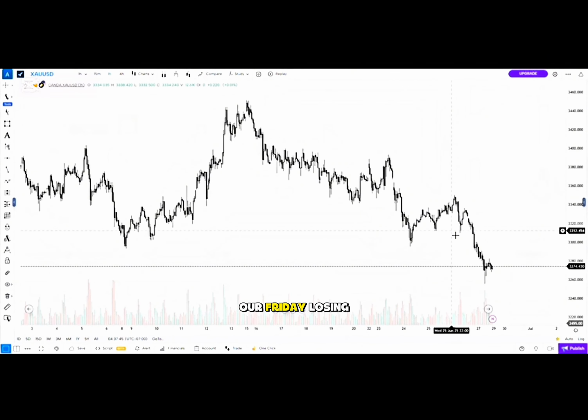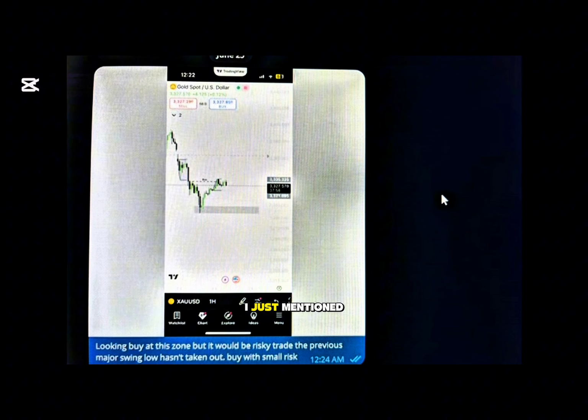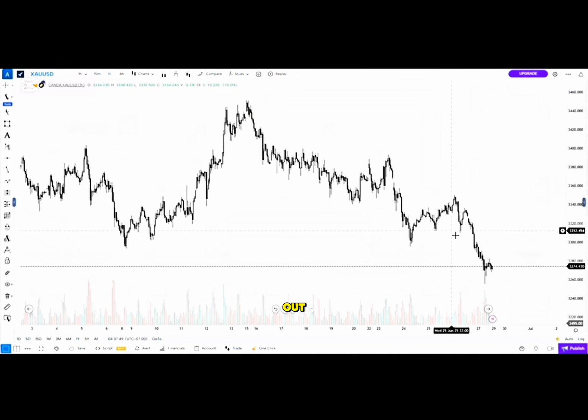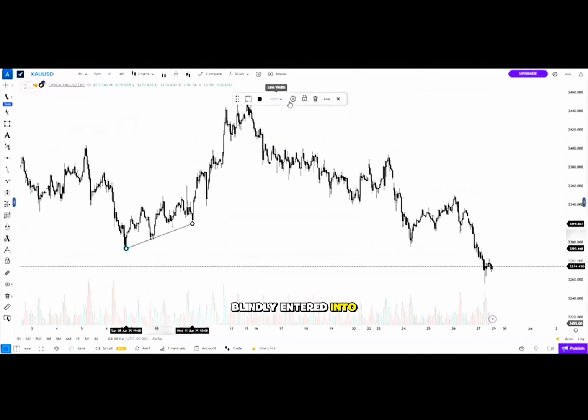So this was our Friday losing trade, which we lost because there was no confirmation in this trade. You can see I mentioned that liquidity has not been taken out, and we would wait for the break of structure, but there was no confirmation and we blindly entered into the buy position.